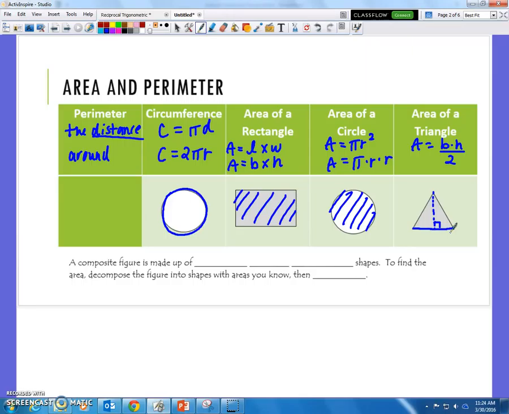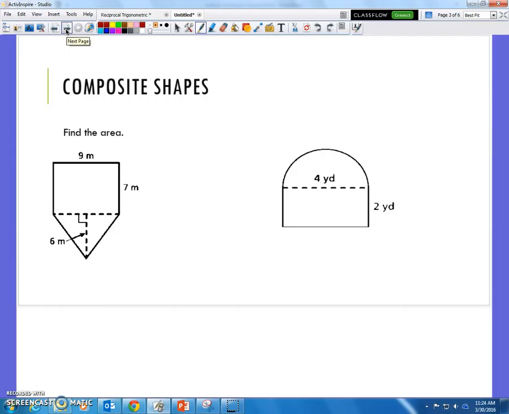And a composite figure is made up of one or more shapes. Okay, and to find the area, you change the composites into areas you know, and then you add all the areas together. All right, you add them up. You know, the goal is to add a bunch of little shapes together to find the area of a big shape. So let's take a look at a few examples here.